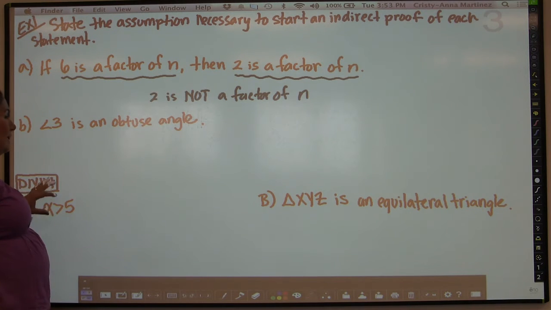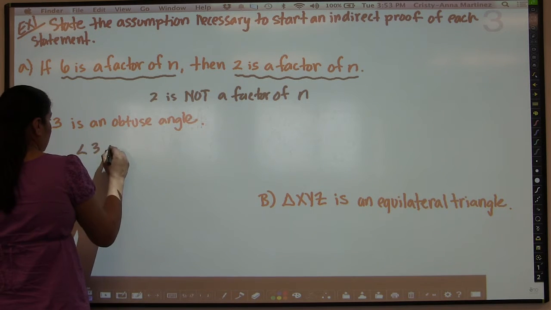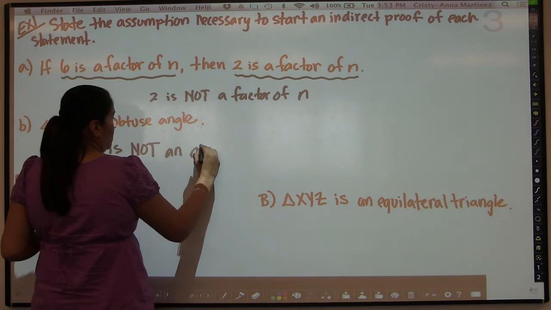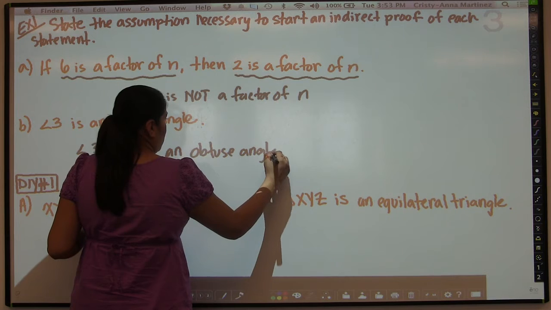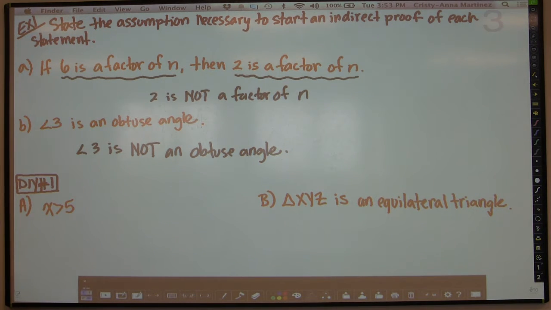So if angle 3 is not an obtuse angle, which would mean that angle 3 would either be a right angle, or it could be an acute angle, as long as it's not an obtuse angle.